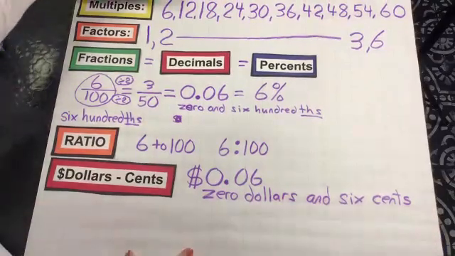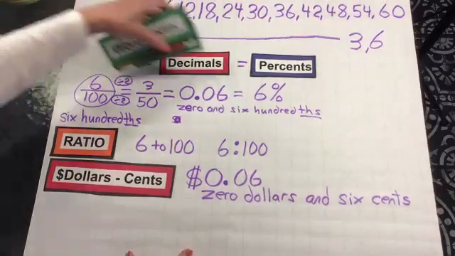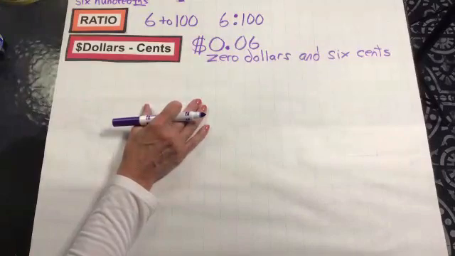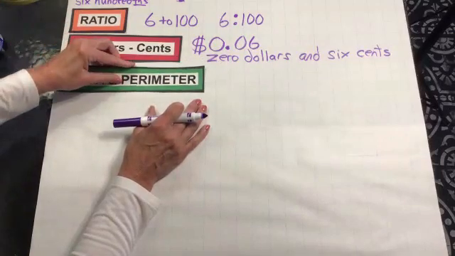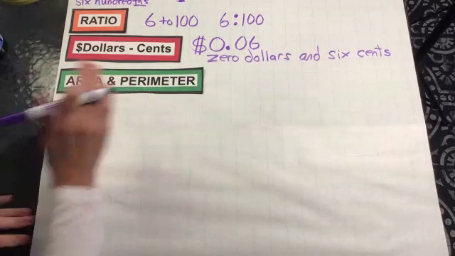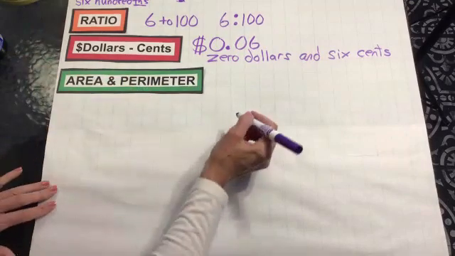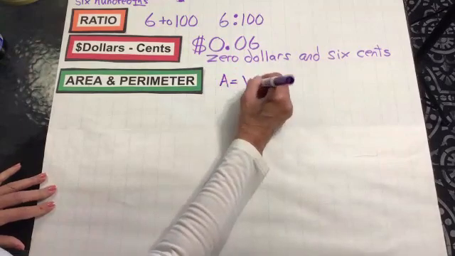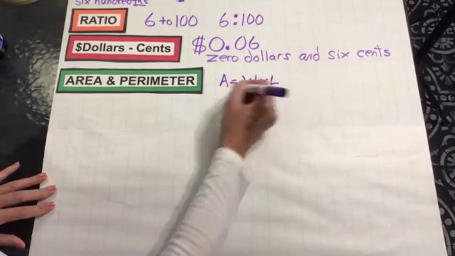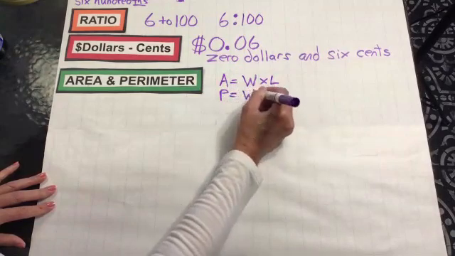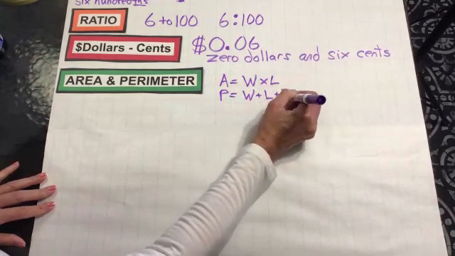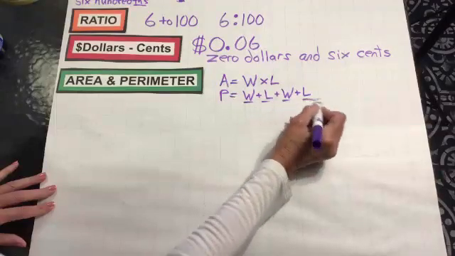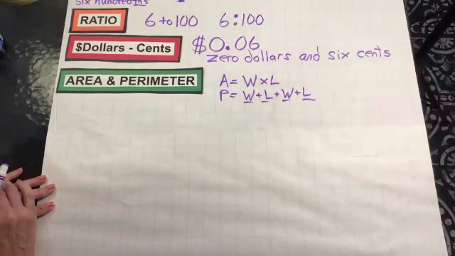Looking good. All right. So now let's move on to our next category, which is area and perimeter. First we're going to write down area equals width times length, and perimeter equals width plus length plus width plus length. And this is a quadrilateral. There's 1, 2, 3, 4 sides. So that's what we're basing this on.